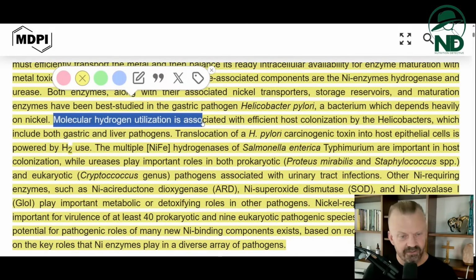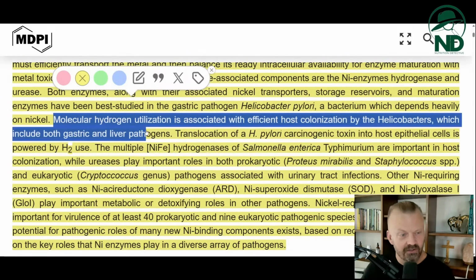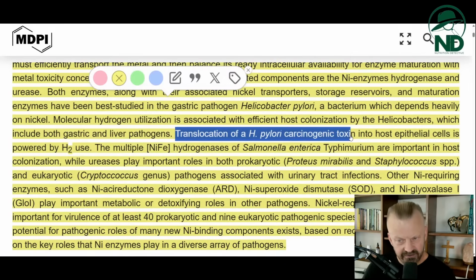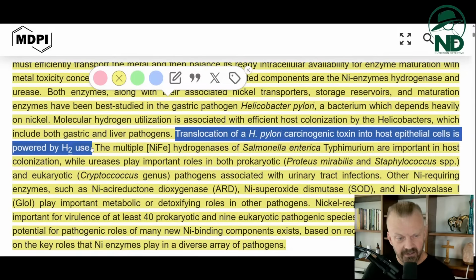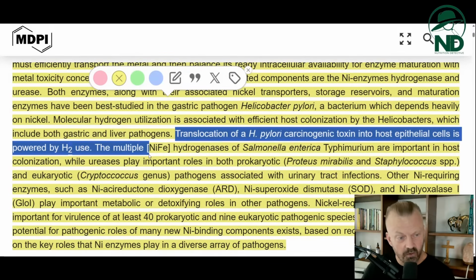anti-dehydrogenase. Molecular hydrogen utilization is associated with efficient host colonization by the helicobacters. That means they efficiently infect or infest, if you will. They use molecular hydrogen to do that, which includes both gastric and liver pathogens. Translocation of an H. pylori carcinogenic toxin into host epithelial cells is powered by hydrogen use. The multiple nickel-iron hydrogenases of Salmonella enterica typhimurium are important in host colonization.